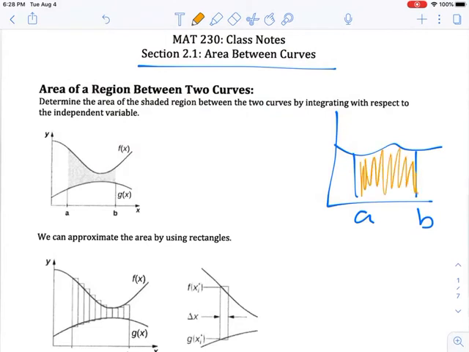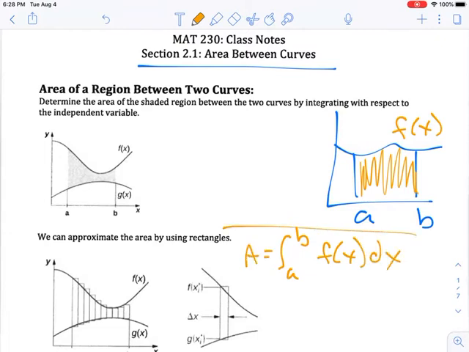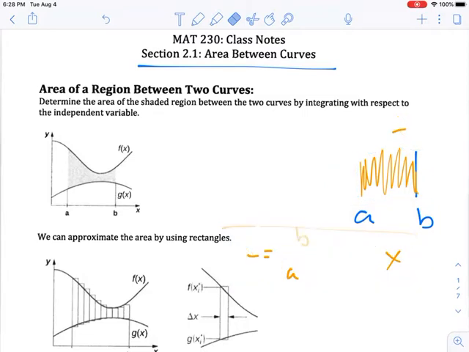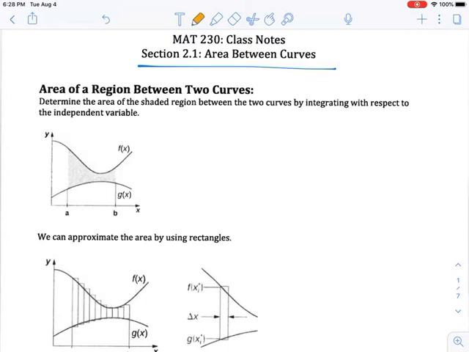All right, and if this was function f of x, we learned that we would take the integral from a to b of f of x dx, and that would be the exact area underneath that curve. So the idea that we're going to be working with today builds on that idea. So let's get rid of that. So we have two curves now.